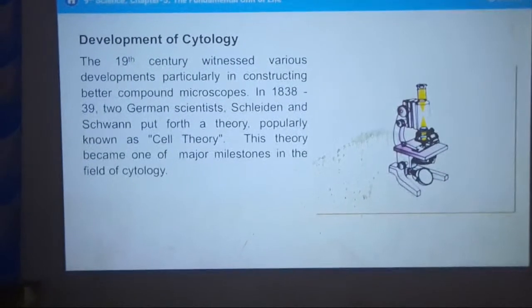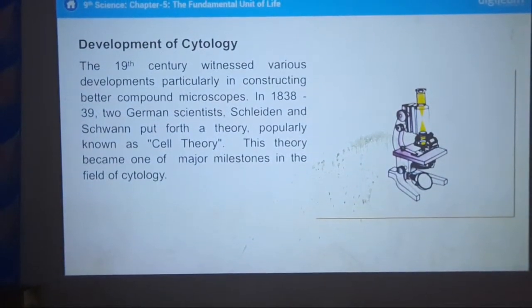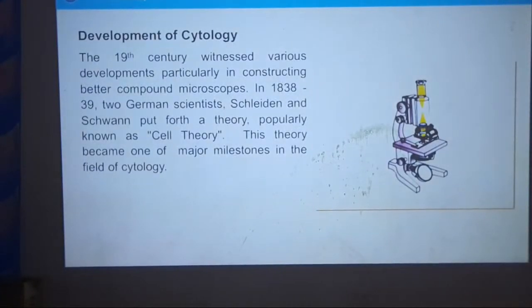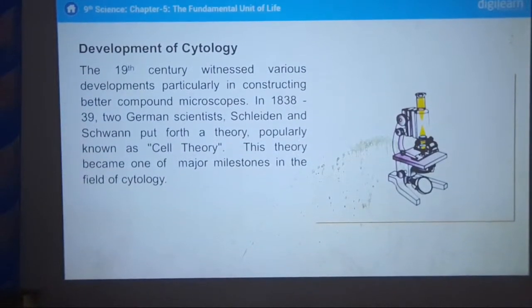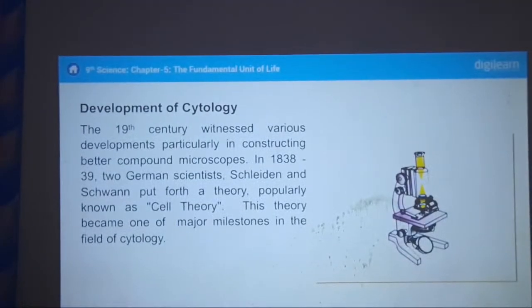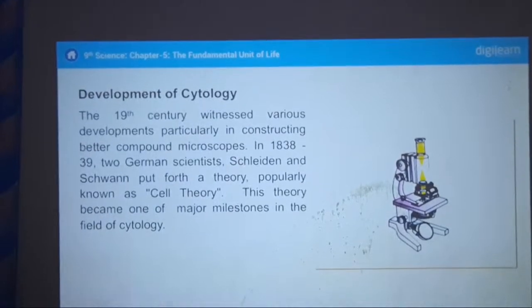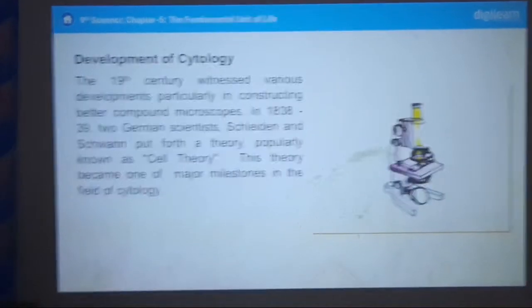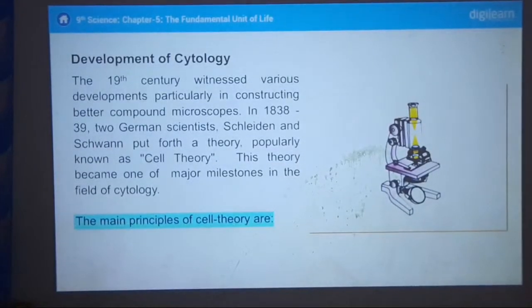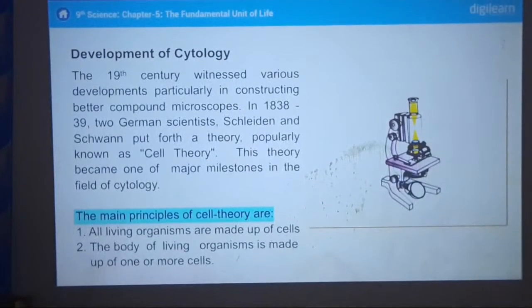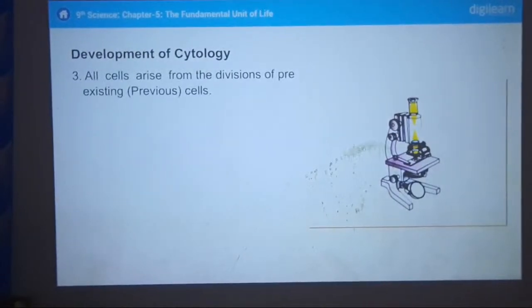The 19th century witnessed various developments, particularly in constructing better compound microscopes. In 1838 to 39, two German scientists, Schleiden and Schwann, put forth a theory, popularly known as cell theory. This theory became one of the major milestones in the field of cytology. The main principles of cell theory are: all living organisms are made up of cells. The body of living organisms is made of one or more cells. All cells arise from the division of pre-existing cells.